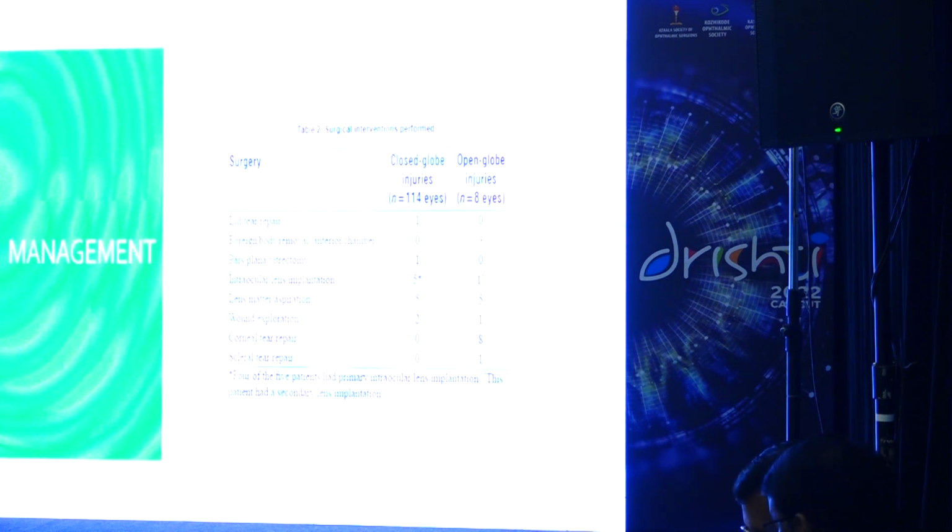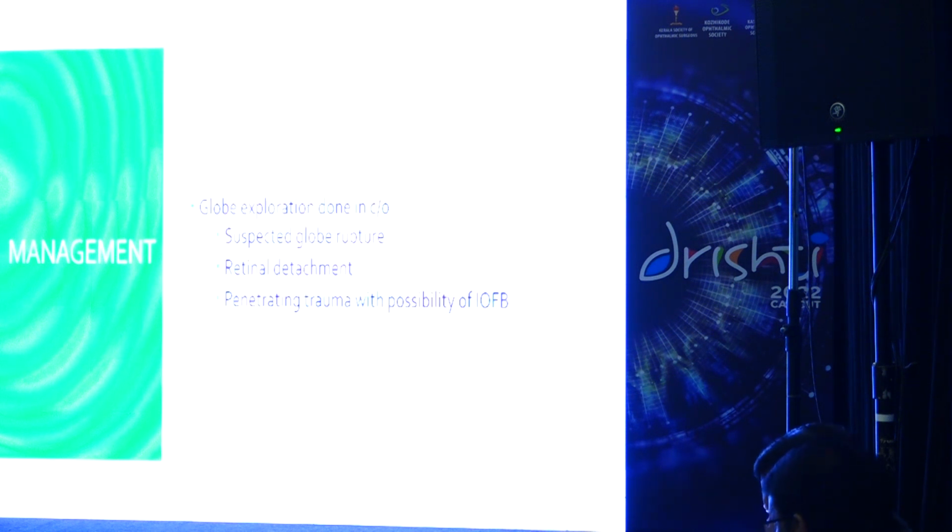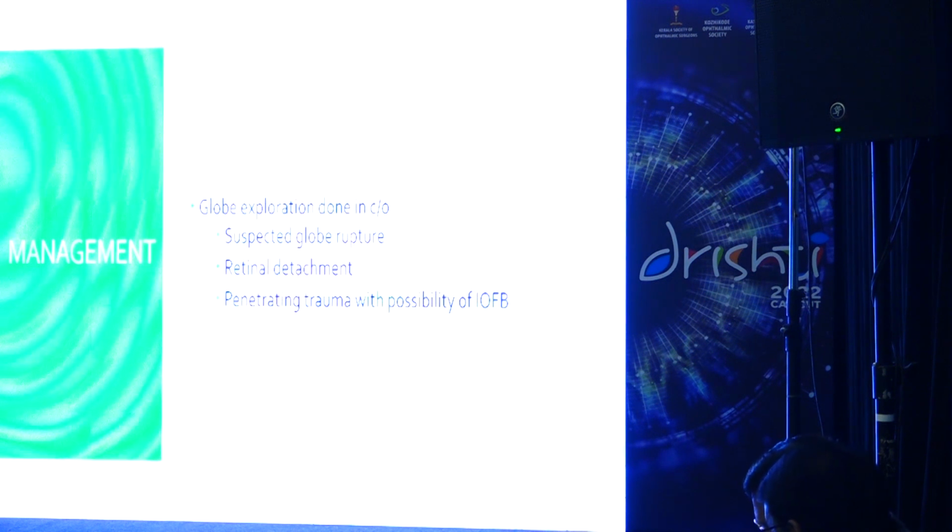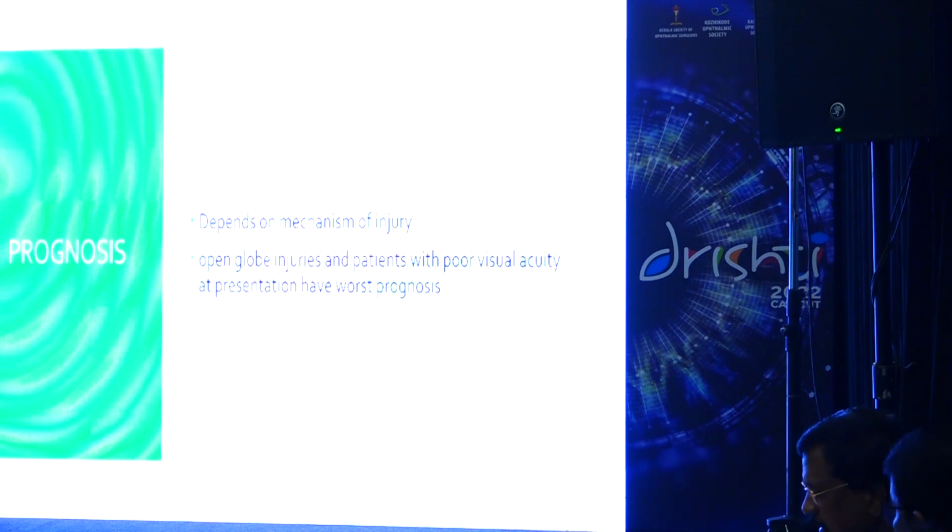These were the surgical interventions usually performed, which include slit tear repair, foreign body removal, pars plana vitrectomy, lens matter aspiration with IOL implantation, wound exploration and corneoscleral tear repair. And globe exploration is usually done in case of suspected globe rupture, retinal detachment and penetrating trauma with possibility of intraocular foreign body. And coming on to prognosis, it mainly depends on the mechanism of injury.